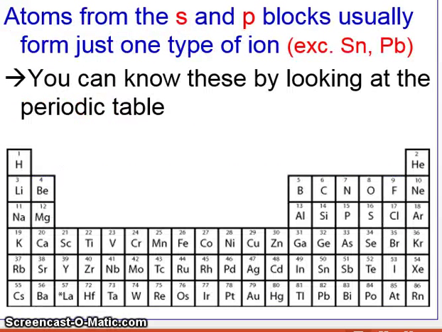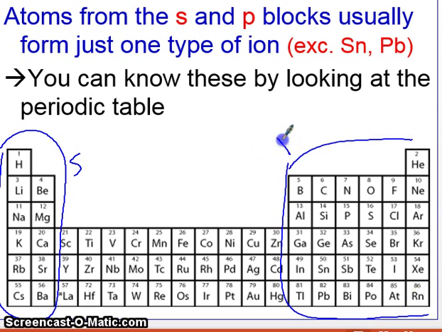So if we take a look at the periodic table, it says atoms from the S and P block usually form only one type of ion. So recall that the S block is on this side of the periodic table. This is your S block. Your P block is on the right side of the periodic table. Here's your P block. And what we're saying is that these elements form only one type of ion. If you recall, group 1, called the alkali metals, form a +1 ion. Group 2 form a +2 ion.